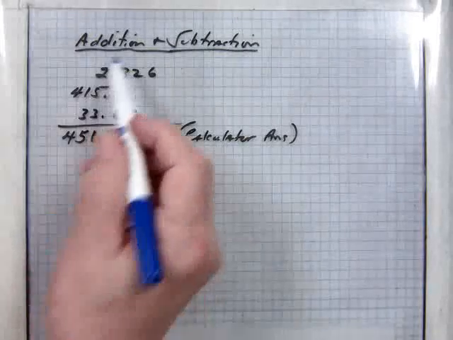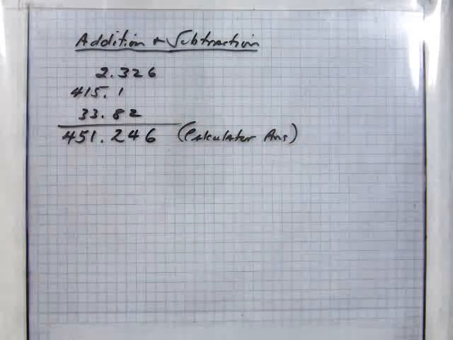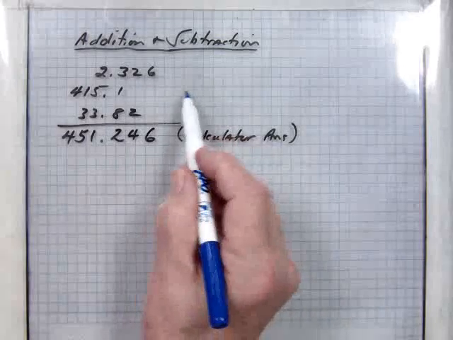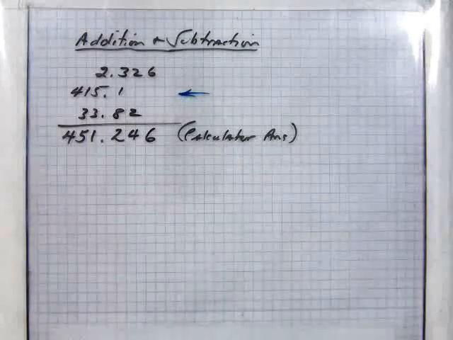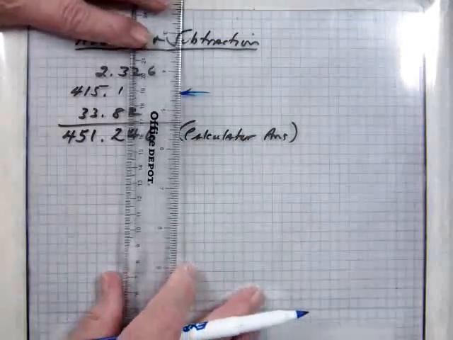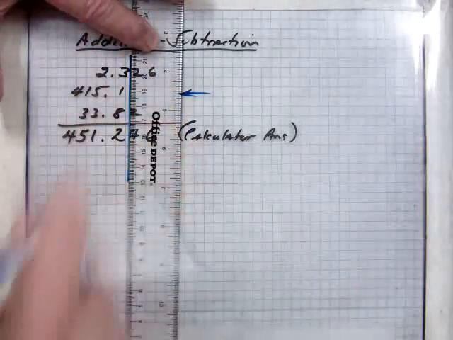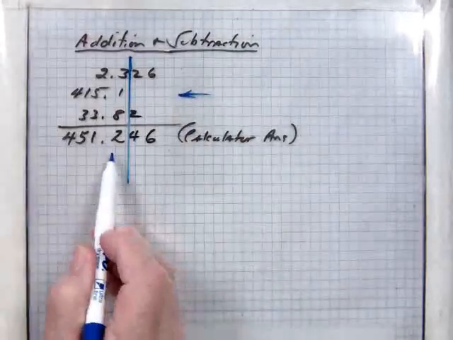Now, when you're working addition and subtraction, you want to round to the least number of digits to the right of the decimal. I'll say that again, round to the least number of digits to the right of the decimal. So when you look at this, you notice this particular number, 415.1, has only 1 digit to the right of the decimal as given. So your rounding should be to here.